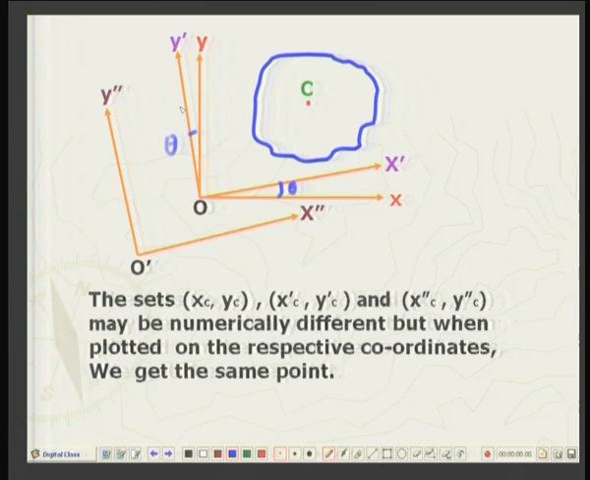So, it means that as a result of rotation, the absolute location of point C has not changed. In this example, the origin was the same, but only rotation was given. Suppose now I change the origin also from O to O dash. Then again I go through the same definitions and calculate xc double dash, yc double dash. Again they may look different, but when I plot them in this coordinate system, again I will get the same point C. So, what does it mean?